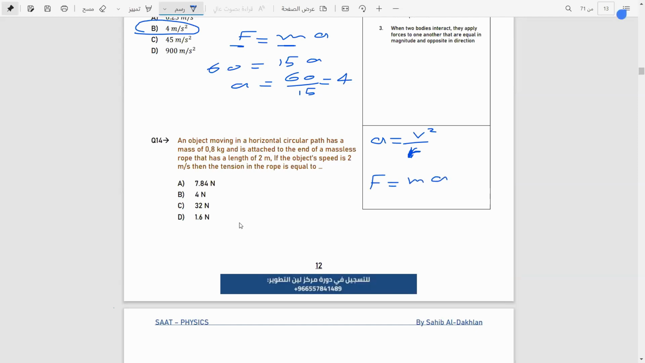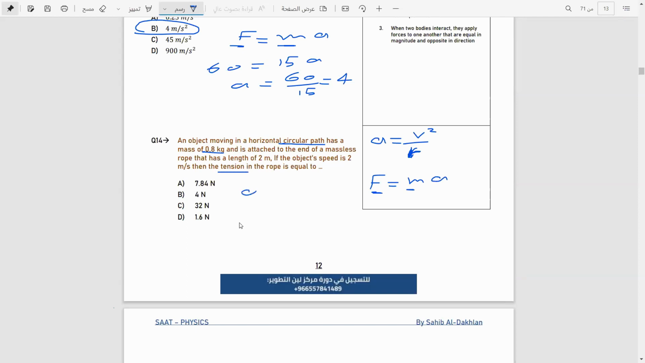Let's see the question again. We have the mass, but what are we asked? We are asked about the tension. Tension means the force, isn't it? So we have the mass and we want to find the force, but we don't have the acceleration. How do we find it? Because it is a circular path, we will use this law here.